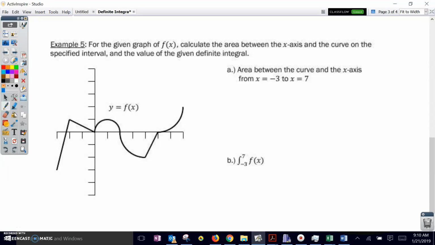Alright, welcome back everybody. In this video we're going to look at the last couple of examples from the definite integral and area lesson. We'll start here with example 5.